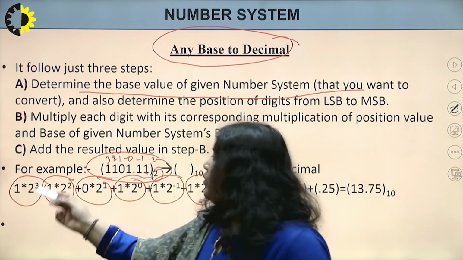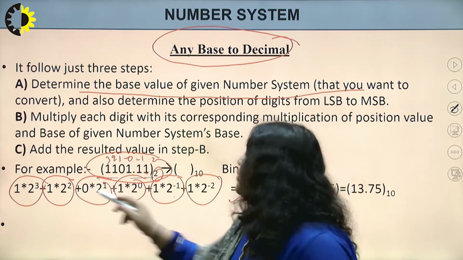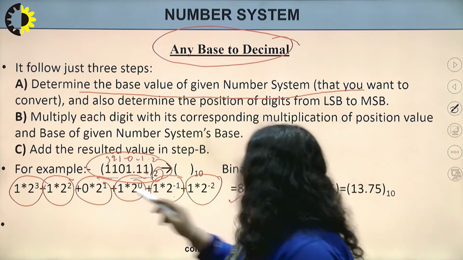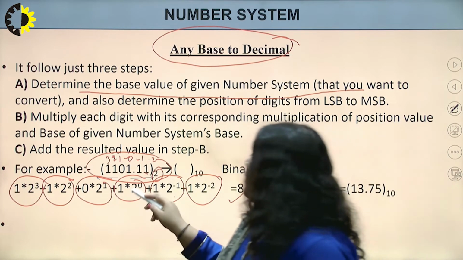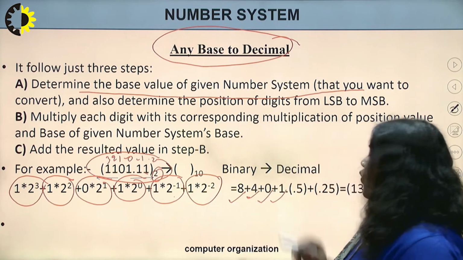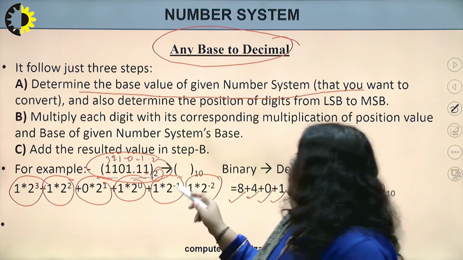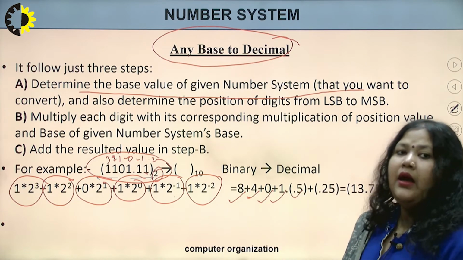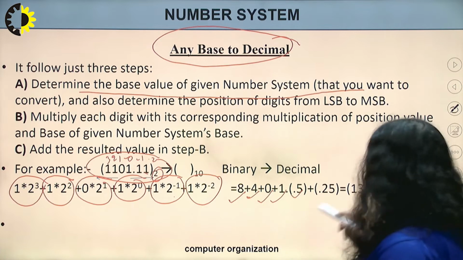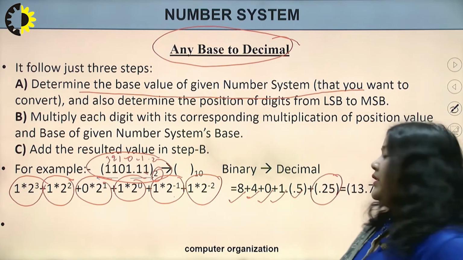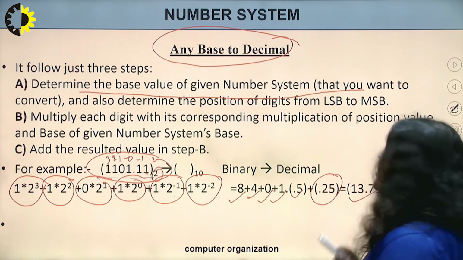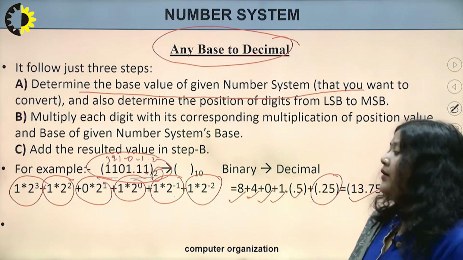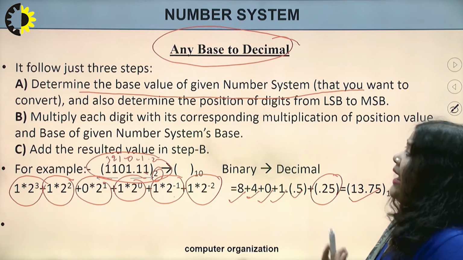The resultant after the calculation: 2 to the power 3 is 8, 2 to the power 2 is 4, 2 to the power 1 multiplied by 0 is 0, and 2 to the power 0 is 1, multiplied by 1 is 1. Then the fractional part: 2 to the power -1 is 1 by 2, so it is 0.5, then 1 by 2 to the power 2 is 1 by 4, so it is 0.25. After adding these numbers, we get 13.75. This is the basic of binary to decimal, so this is any base to decimal.